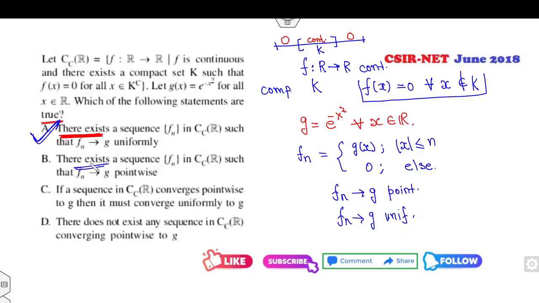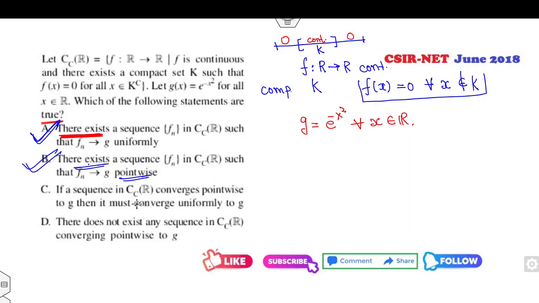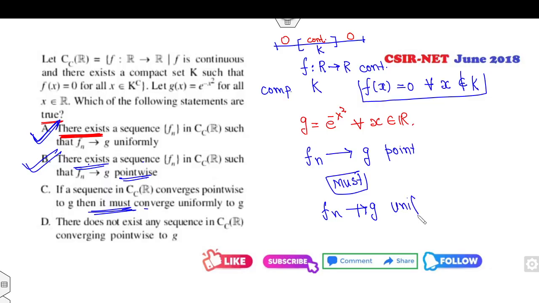Again, there exists a sequence which converges pointwise. Same example. Fine, because we have proved that there exists. So yes, this is the right answer. If the sequence Fn converges to g pointwise, then it must converge uniformly. The word is must. That is wrong. Fn may or may not converge uniformly. Fine, so this option is cancelled out.